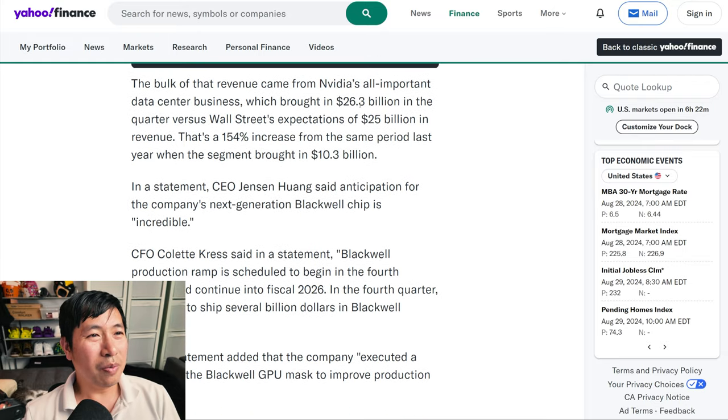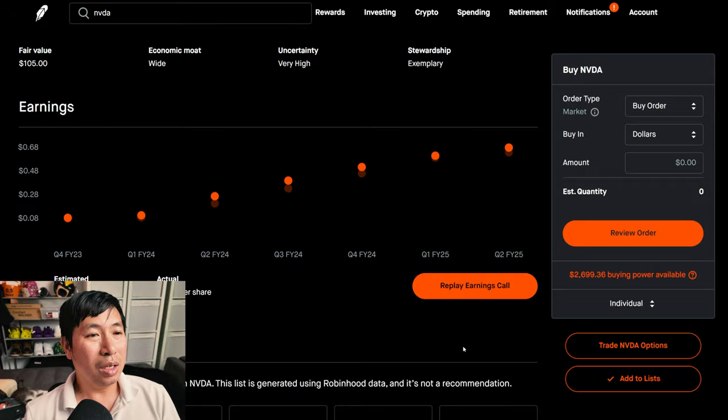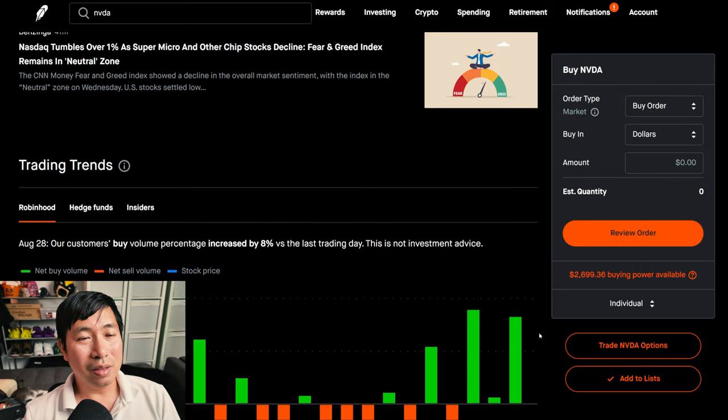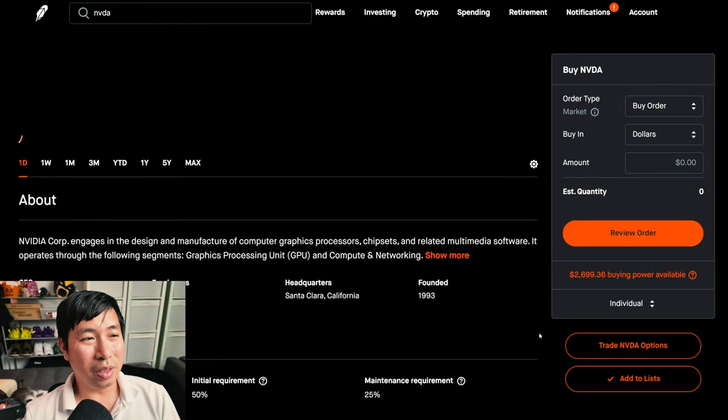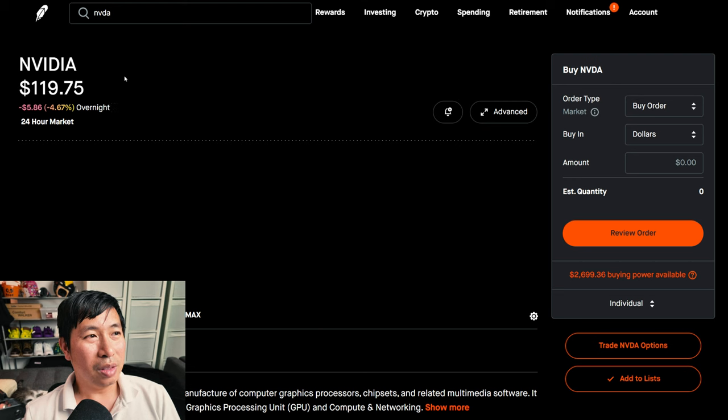The bulk of that revenue came from Nvidia's all-important data center business, which brought in $26.3 billion in the quarter versus Wall Street's expectations of $25 billion in revenue. That's a 154% increase from the same period last year when the segment brought in $10.3 billion. I don't think I need to read anymore, but you guys get the idea. They beat on a whole bunch of different areas, but the stock did not do well in after hours today.